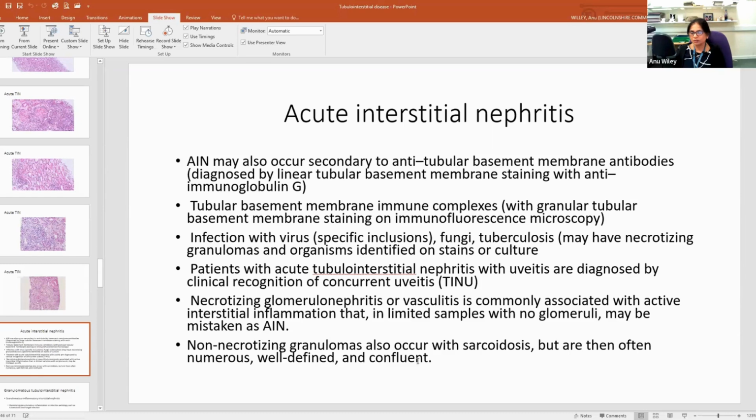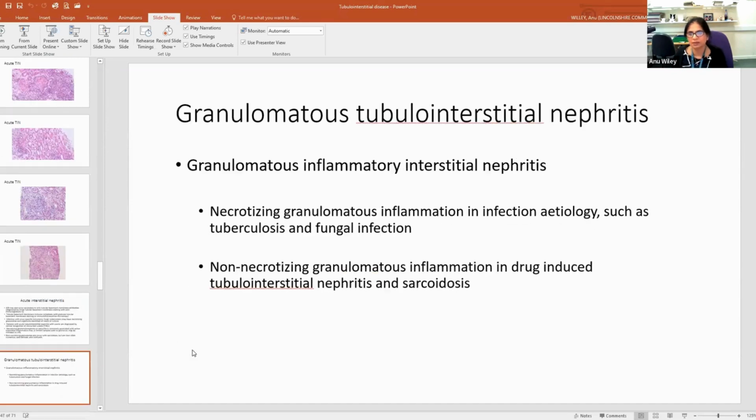Non-necrotizing granuloma is obviously a systemic condition, sarcoidosis, in which you can see well-defined confluent granulomas. I'm not going to go much into it because it is the same wherever you see sarcoidosis, whether in the kidney, the skin, or the lung; the morphology looks the same. So granulomatous tubulointerstitial nephritis has two types: necrotizing, as I've said, mostly with an infective etiology such as tuberculosis or fungal infections, and non-necrotizing ones, which could be either related to sarcoidosis or drug-induced TIN.